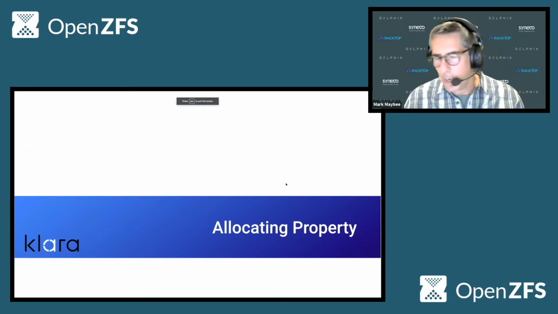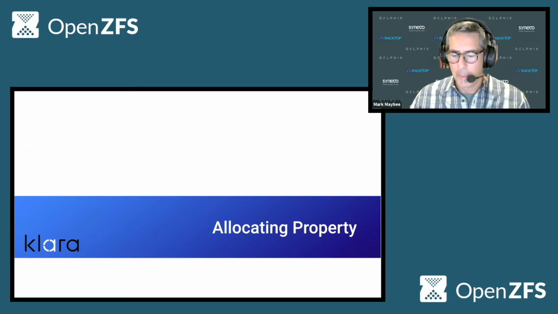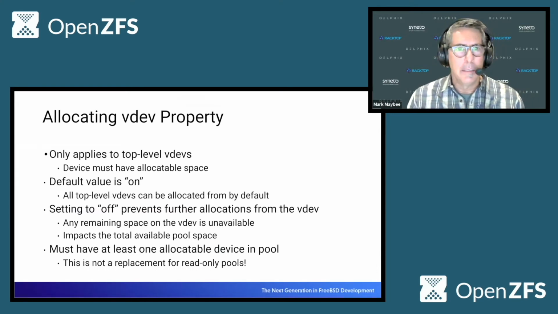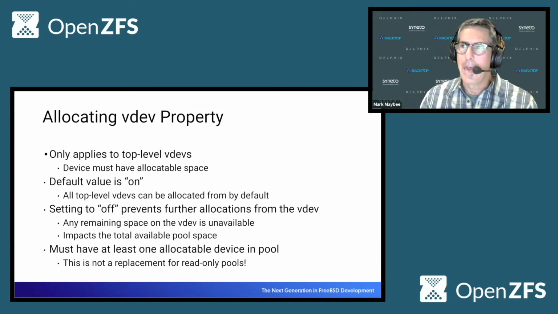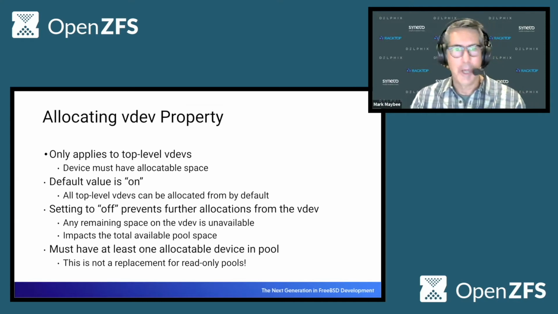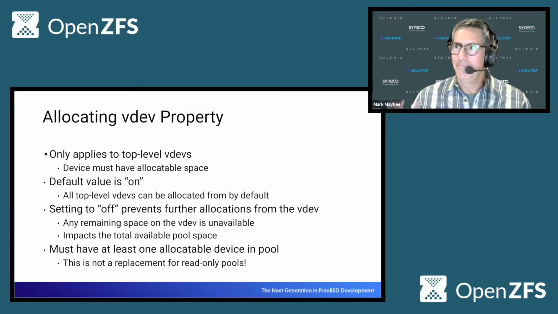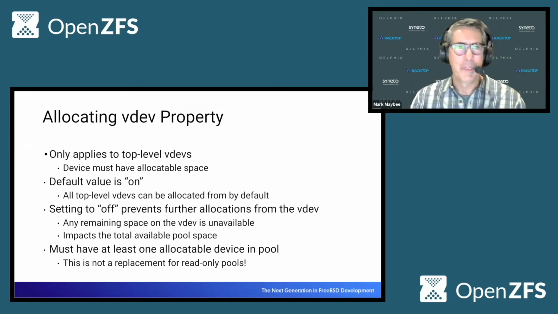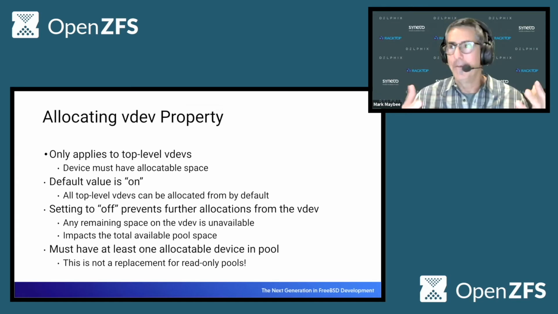All right. So I'm going to talk about the allocating property, which is one of our writable properties. The allocating property, as Allan said, turns allocating off. It applies only to top-level VDEVs because that's the only allocating VDEVs you have in your pool. And a VDEV has to have allocatable space in order to be allocating or non-allocating. The default, of course, is on. All top-level VDEVs can be allocated from by default. And setting it off prevents future allocations to the VDEV. So that means the remaining space on the VDEV is now unavailable. This obviously is going to impact the total available space in the pool. I'm going to talk some more about that here in a minute.